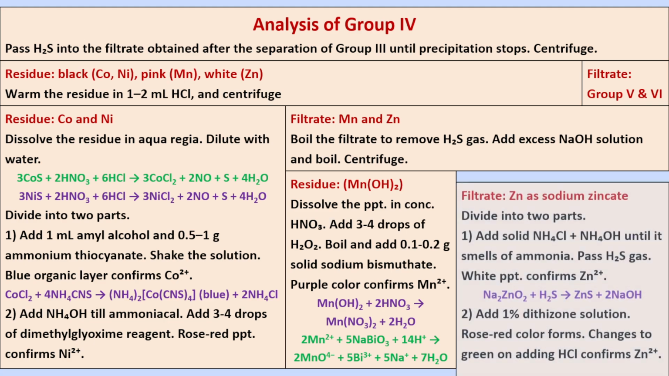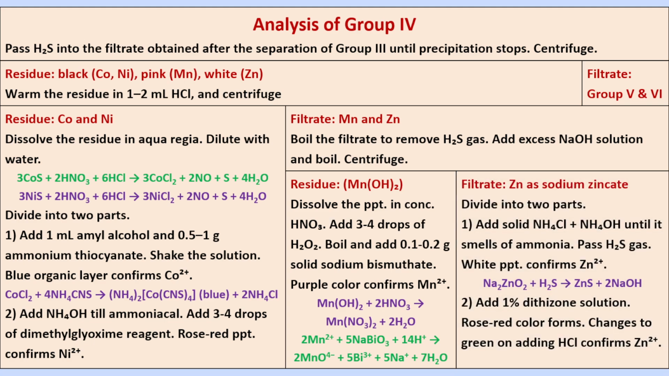The filtrate contains soluble sodium zincate. Divide it into two parts. To the first part, add ammonium chloride and ammonium hydroxide until there is no smell of ammonia. Then pass H2S gas. A white precipitate of zinc sulfide confirms the presence of zinc. To the second part, add 1% dithizone solution. A rose red color appears which changes to green upon the addition of HCl, confirming zinc.